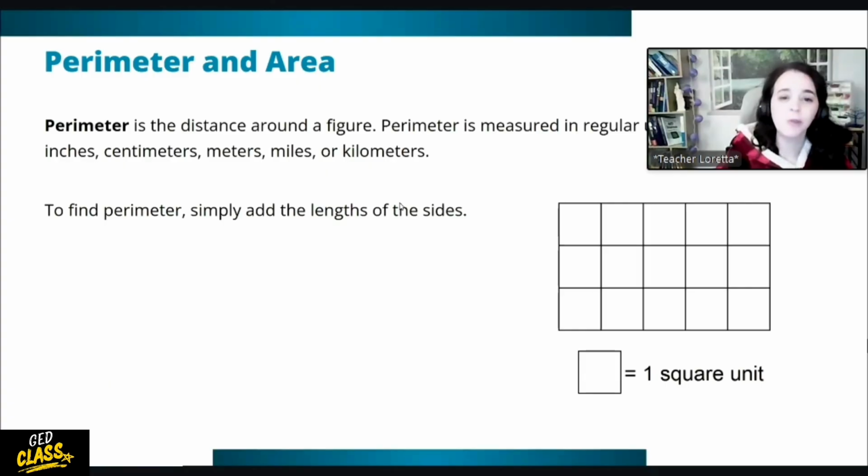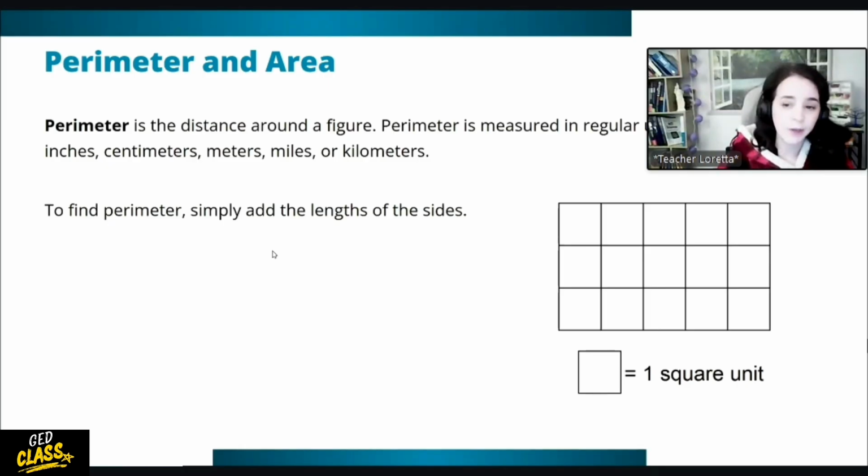Perimeter is measured in regular units. So if you're sitting there going, regular units, as opposed to what? As opposed to square units. We will get to that shortly. But it would be regular inches, not inches squared, but inches, centimeters, meters, miles, kilometers, anything that can measure distance. Now, to find the perimeter, all you've got to do is add up the lengths of the sides.